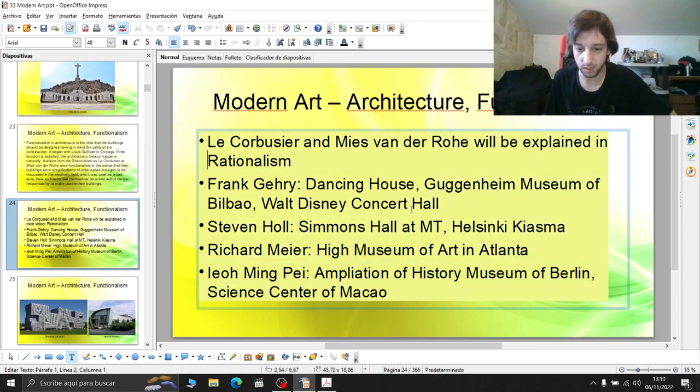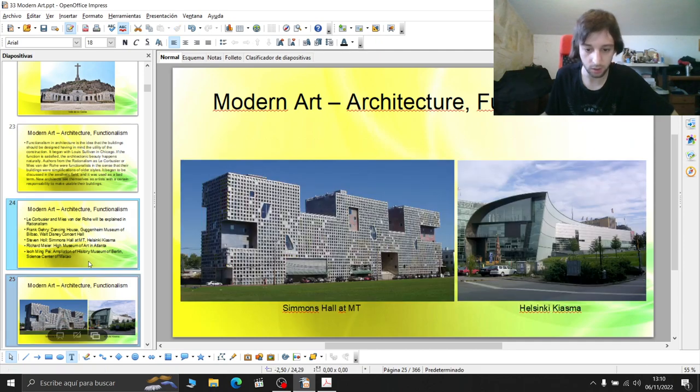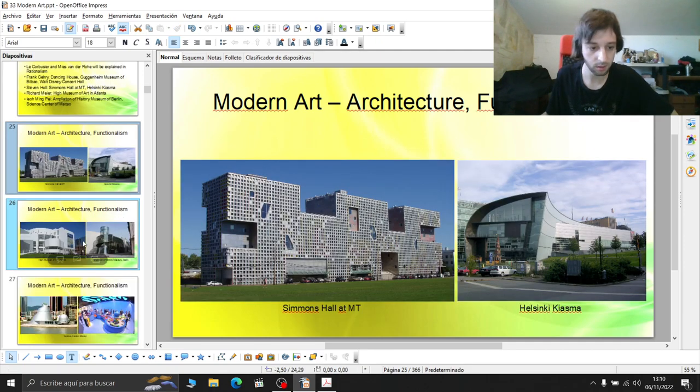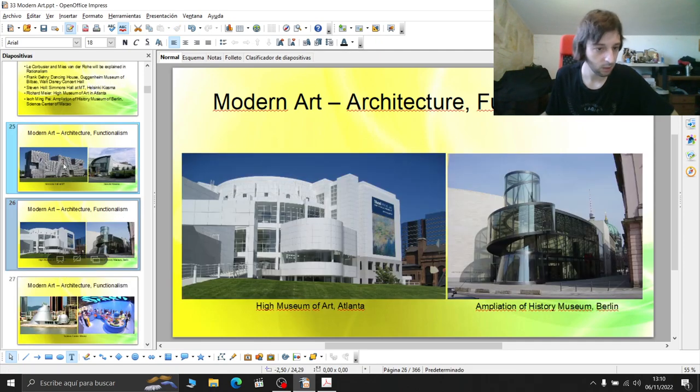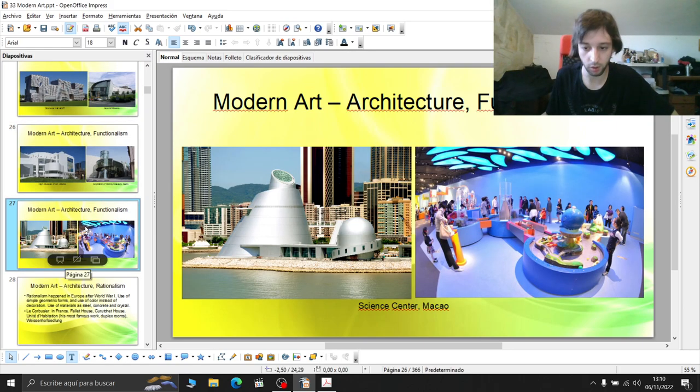Frank Gehry with the Antin House, Stephen Hall, Richard Meier, and E.O. Pinkney. And just some examples. Frank Gehry will appear later in another style, so it's not here.